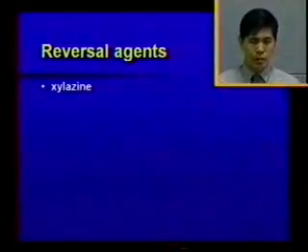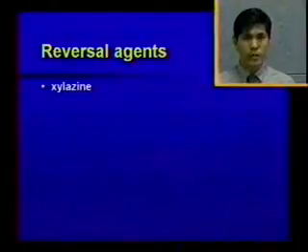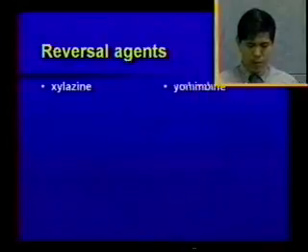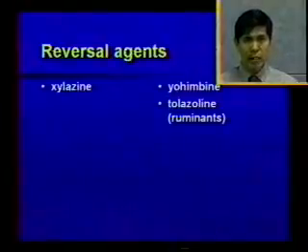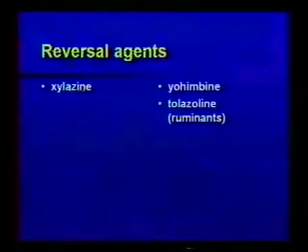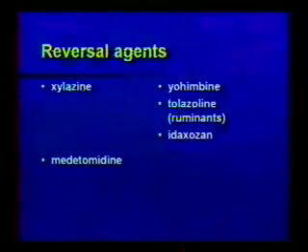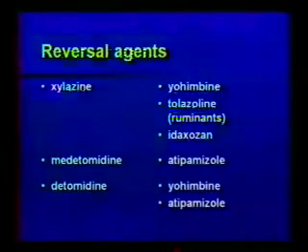Now, these are the reversal agents of the different alpha-2 agonists. So these are the alpha-2 antagonists. For psilocin, yohimbine is commonly used as a reversal agent. You can also use tolazoline. Tolazoline appears to be more effective than yohimbine in ruminants. Another drug that you can use to reverse psilocin is idazoxan, not commonly used. For medetomidine, a specific reversal agent is atipamezole. For detomidine, if you want to reverse detomidine, you can use yohimbine. You can also use atipamezole.